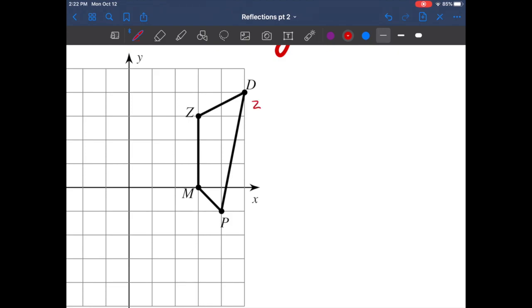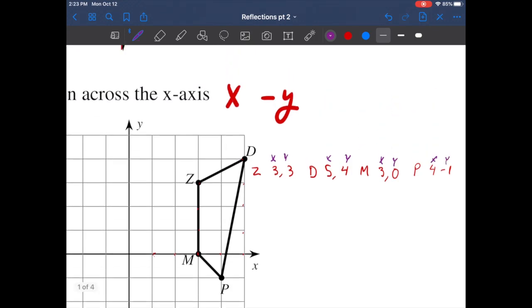So I have the letter z, which is 1, 2, 3, 1, 2, 3, 3 and 3. I have the letter d. So it's 1, 2, 3, 4, 5. 1, 2, 3, 4. That's 5 and 4. I then have my m, which is 3 and 0. Then I have my p, which is 1, 2, 3, 4, and negative 1. So letter p is 4 and negative 1. Let's label our points, x and y.